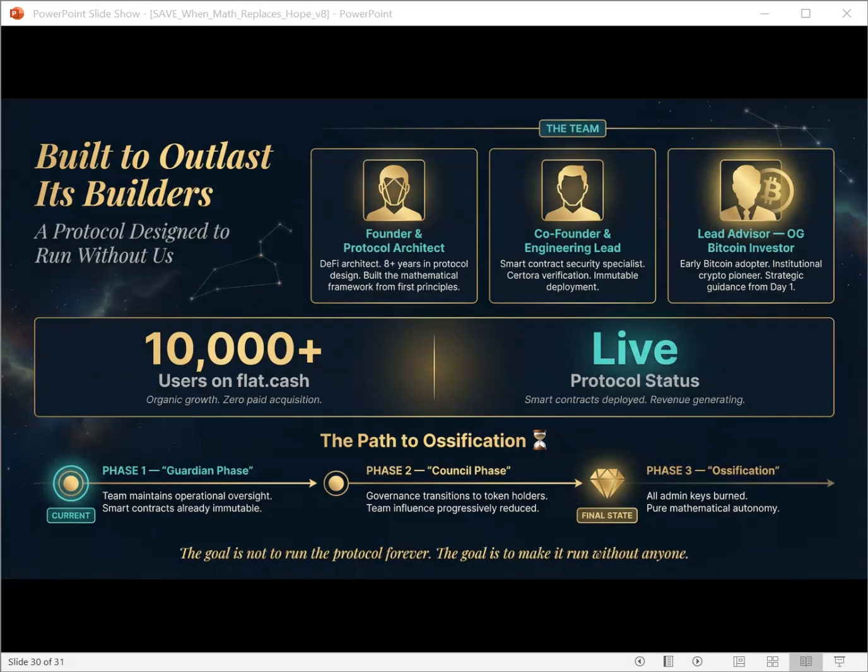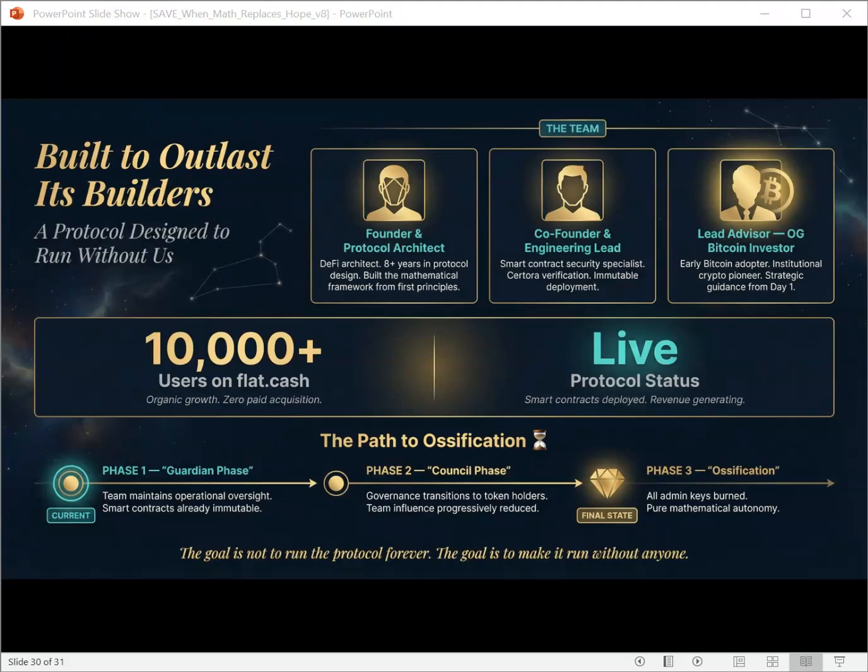The most unusual thing about this team is that they're building towards their own obsolescence. The founder is a DeFi architect with 8 years of experience who built the mathematical framework that governs the protocol. The co-founder leads smart contract security and Certora formal verification, the mathematical proof that code matches the specification. And the lead advisor is an OG Bitcoin investor who recognized the structural innovation early. And 10,000 users have joined organically: zero paid acquisitions, zero influencer deals, pure word of mouth from people who looked at the math and decided it is real.